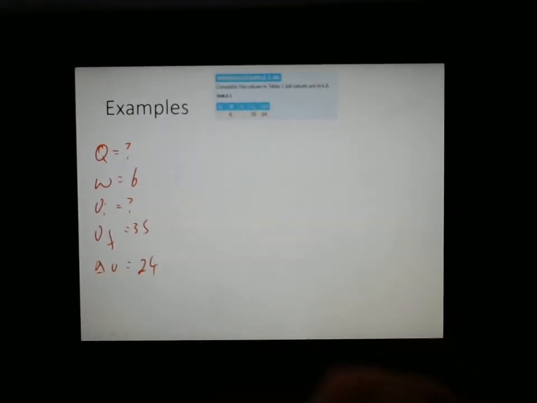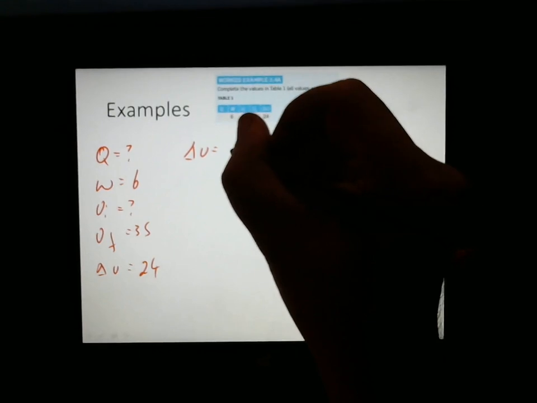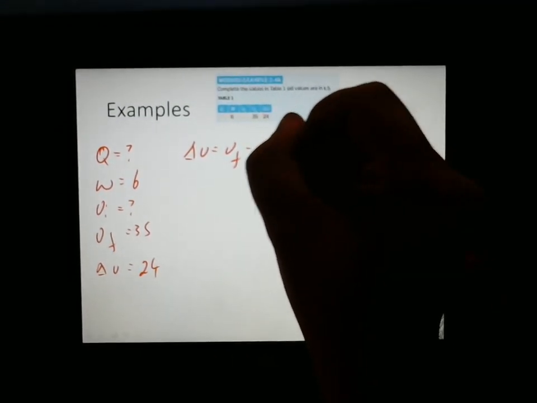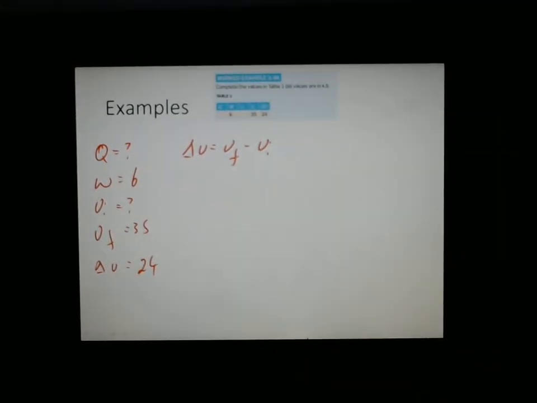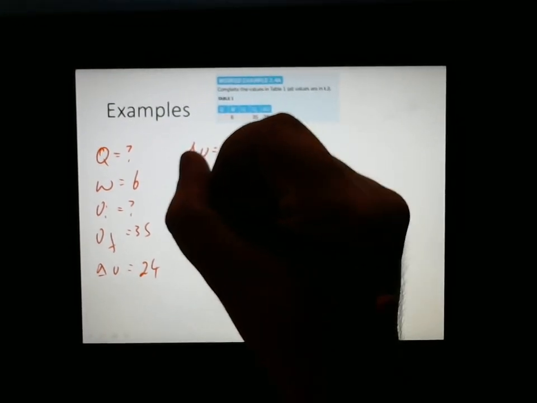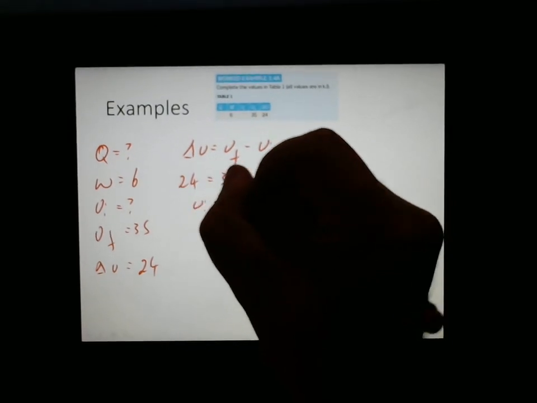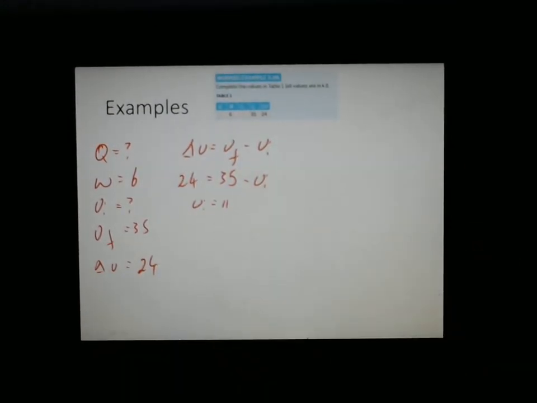Alright, well, if our change in U is equal to 24, let's start with our really simple definition of what change means in this case. Change, remember, equals U final take away U initial. That's what a change always means. Final take away initial. So if I end at 35, and I had a change of 24, that must mean UI is equal to 11. I'm sure you can rearrange that.